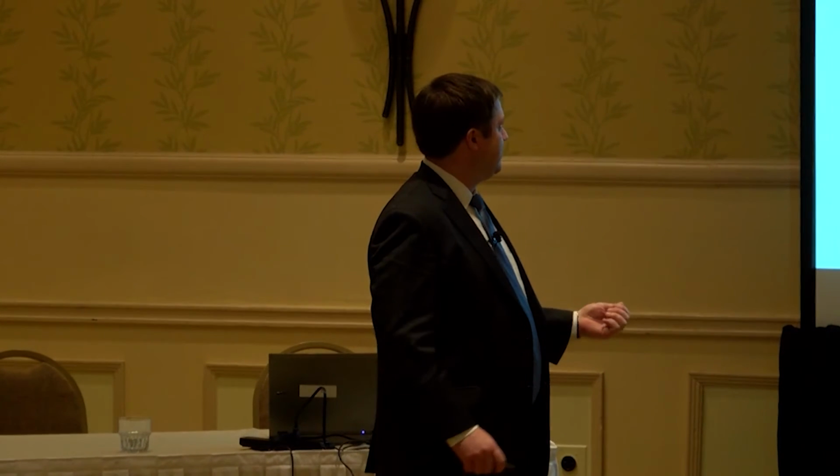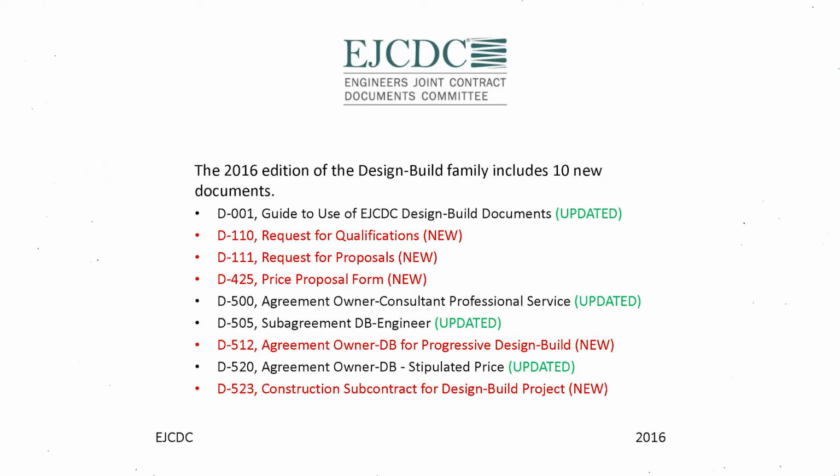This year we're going to be including for the first time a request for qualifications, a request for proposal form, a price proposal form, and an agreement between the owner and the design builder for progressive design build, which to the best of our knowledge is the first form contract like that in the industry. Another new document is the construction subcontract for design build project, which consolidates some multiple other contracts we had, and we'll discuss that later.